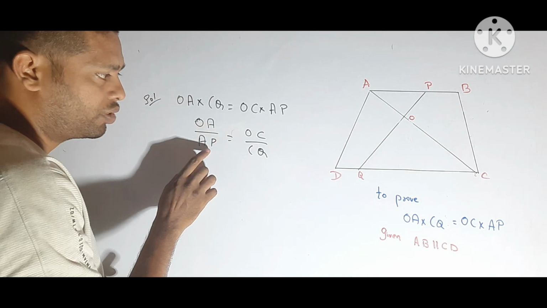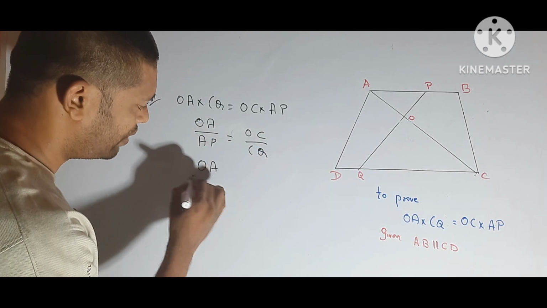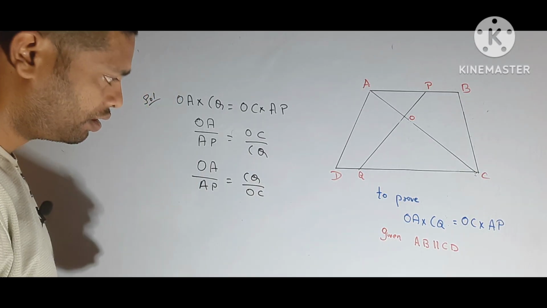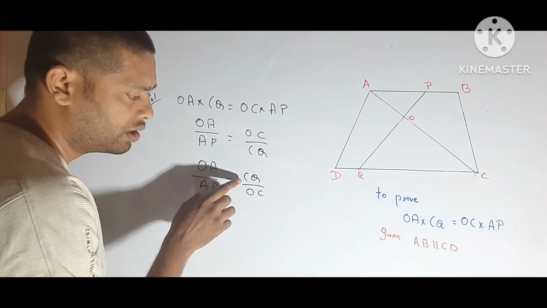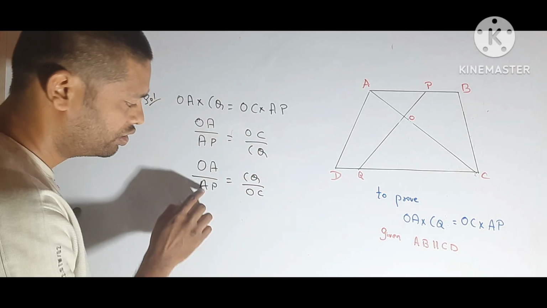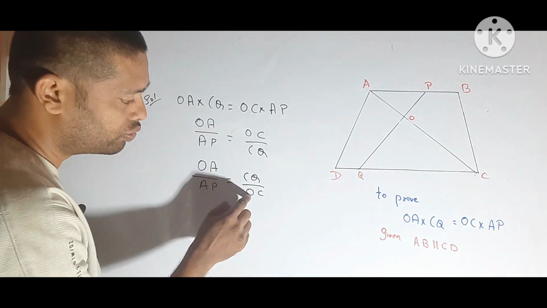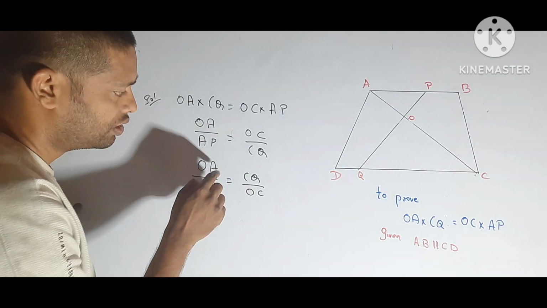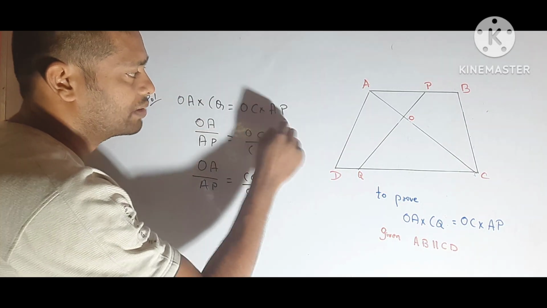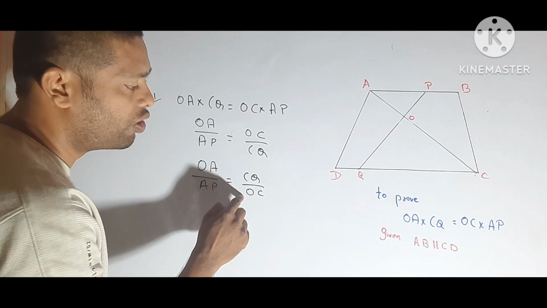Can we write CQ by OC? No. Why? If I write OA by AP equal to CQ by OC, is it right? No, sir, it's not right. They are in the same triangles only, but when you multiply, you should get back the same thing. Here OA into CQ, yes, I'm getting, and AP into OC, yes, I'm getting. But if I arrange it the other way, I'm not going to get this back. So this is the wrong arrangement.